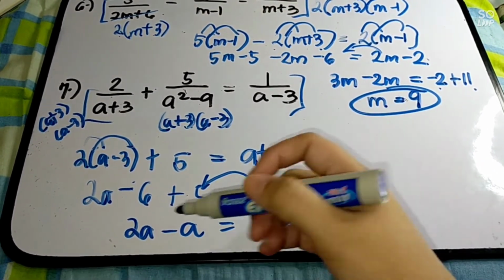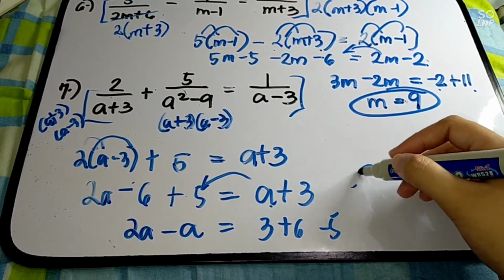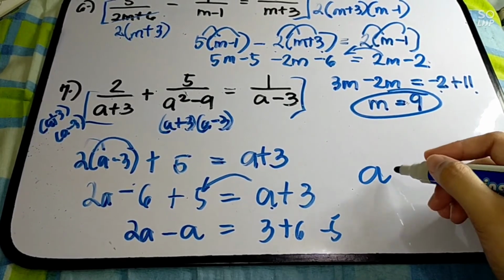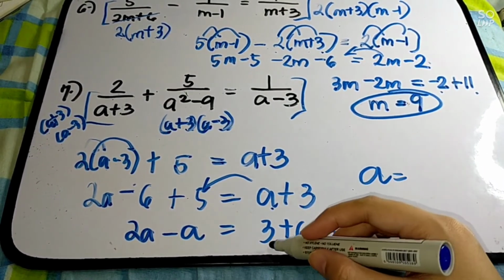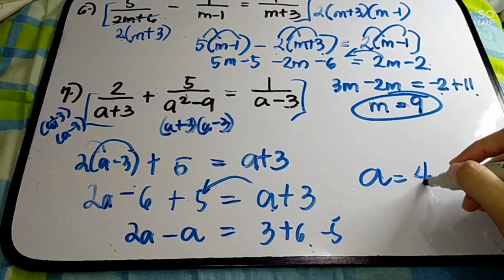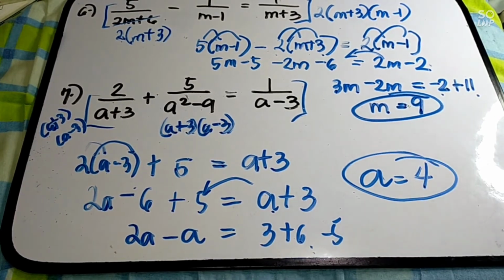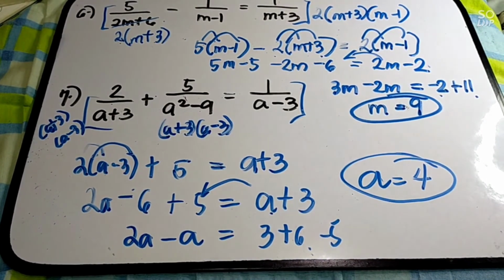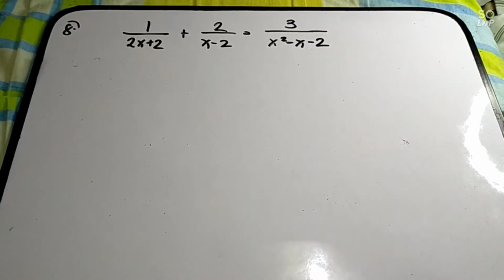Then, combine 2a minus a, it becomes a na lang. A na lang, 1 na lang yon. Then, equal to 3 plus 6, the answer is 9. 9 minus 5, the answer is positive 4. So, your a is equal to positive 4. That is it. Let us have the last example.